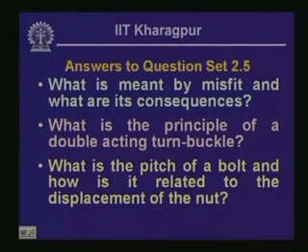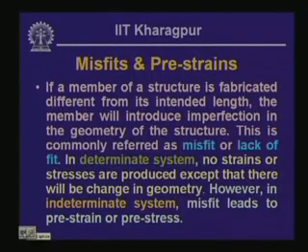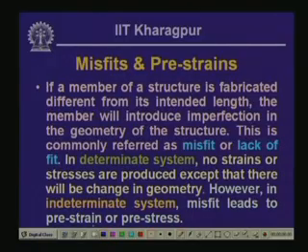Well, let us look into the answers to the questions which we had posed in the last lesson. The first question was, what is meant by misfit and what are its consequences? Now, you must be remembering that last time I had told that if in any system, a particular member of a particular length is manufactured or fabricated in such a way that it varies from its original length, then there is a problem of fitting that particular member into the whole structural system, and that leads to some problems.